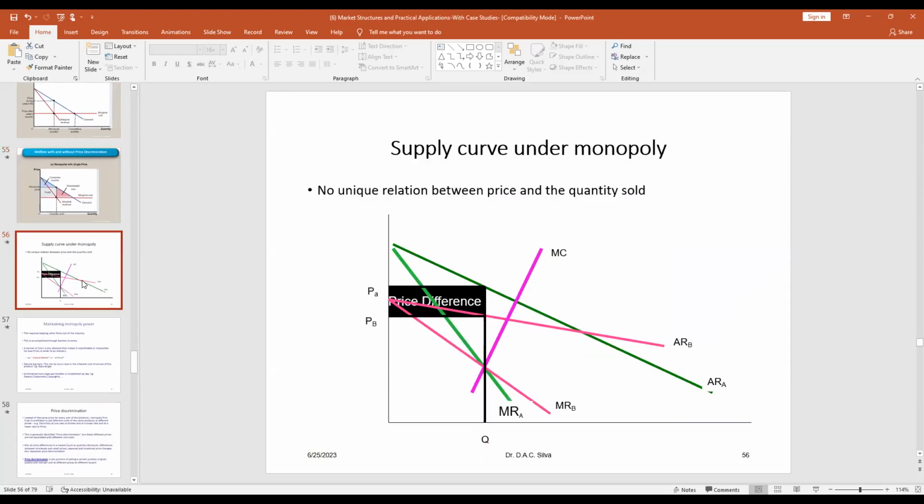Now in a monopoly market, the monopolist can enjoy price discrimination among different customers. I would like to elaborate this situation later. Therefore, I'm not going to discuss this one right now, but we are going to elaborate this one later. So I would like to hide this slide.